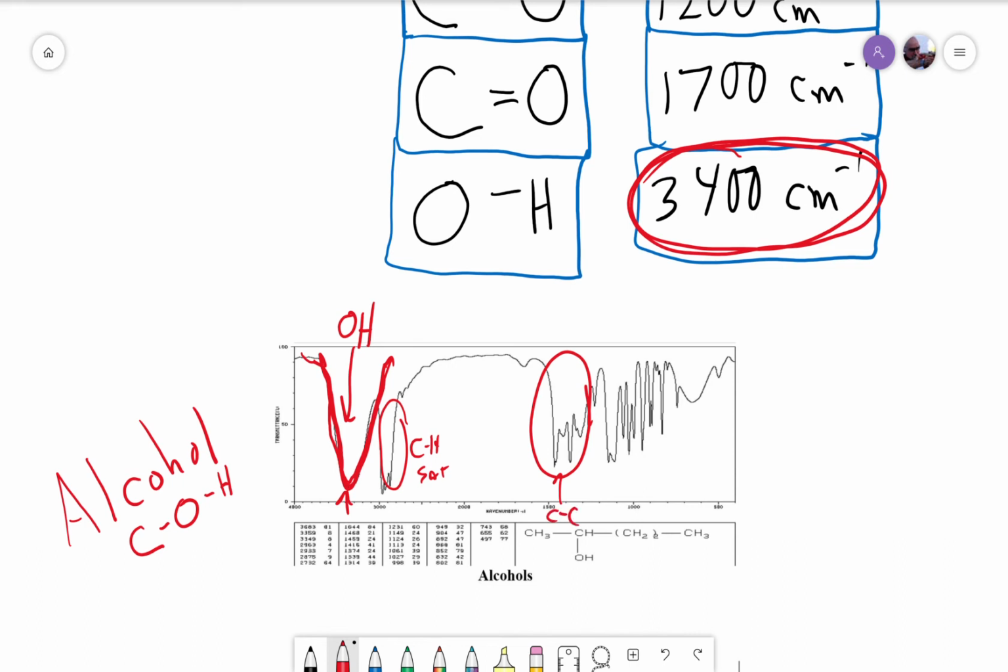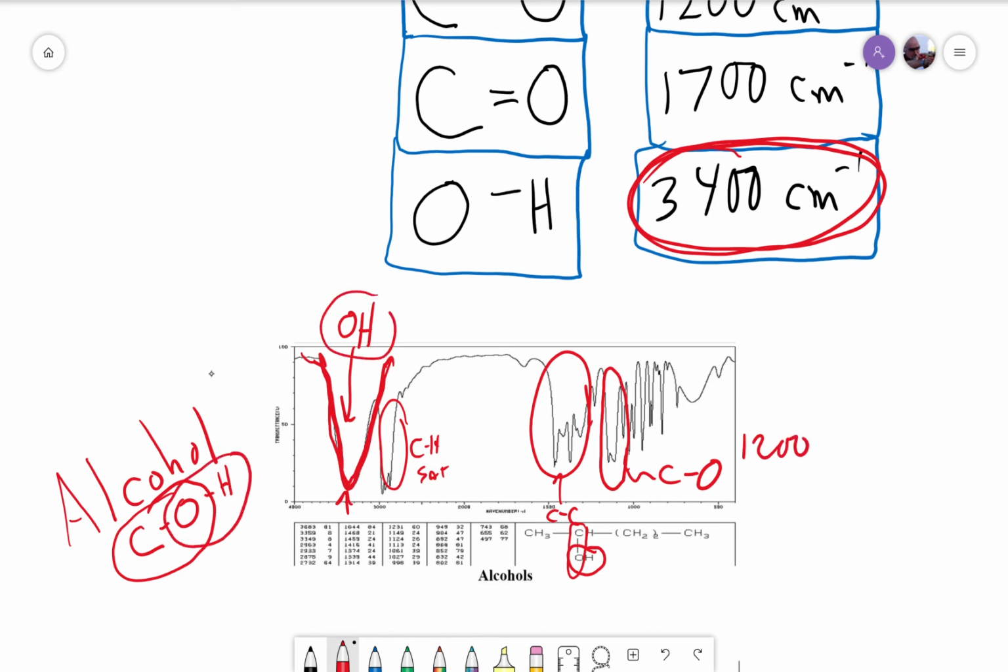But an alcohol has both the OH stretch and the CO stretch. So here's a pretty big peak down here at about 1,200. That corresponds to the CO. An alcohol has got to have both the CO at about 1,200 and the OH at about 3,400.